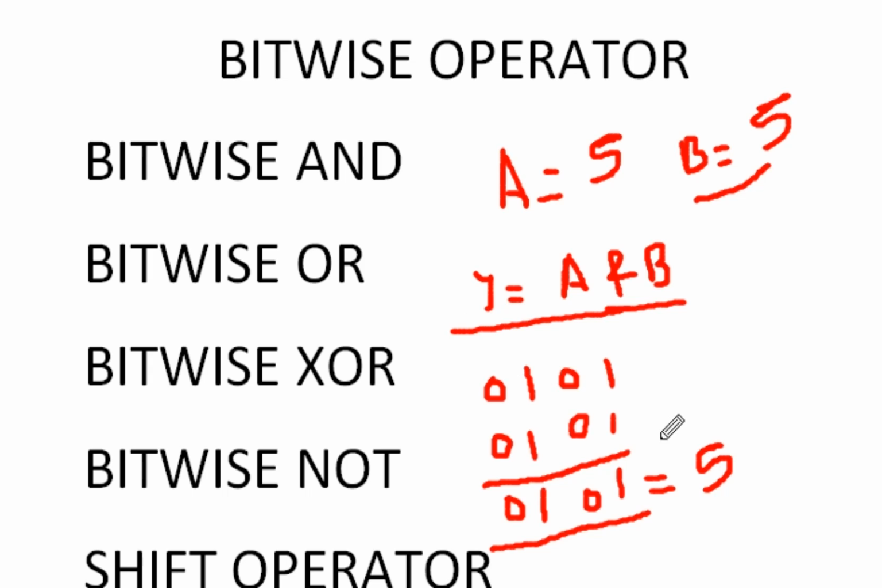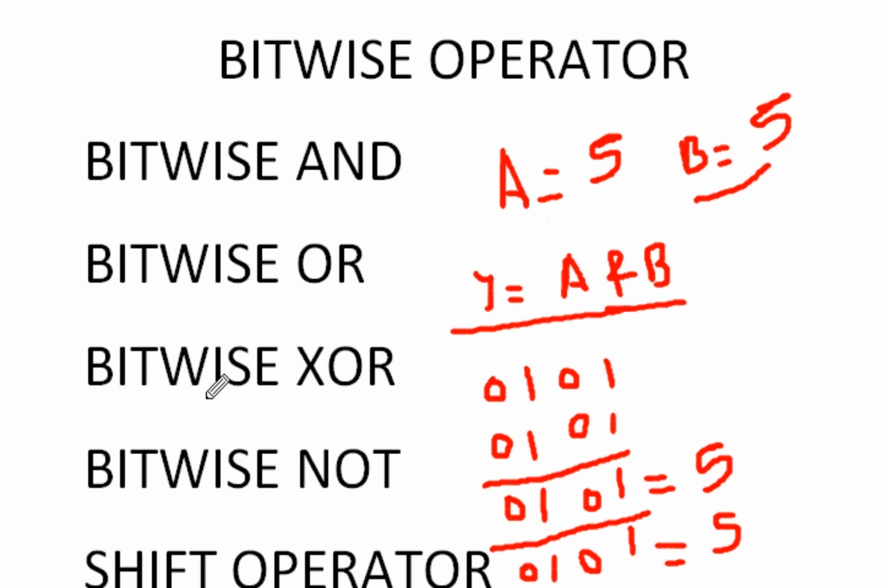And suppose for the OR, what will happen? 1 OR 1 is equal to 1, 0 OR 0 is equal to 0, 1 OR 1 is equal to 1, and 0 OR 0 is equal to 0. So for OR also we have the value 5. So for both AND and OR we will have the same value, that is 5. And this is not the same as the mathematical operation. If this were a mathematical add or multiply operation, then our value would be different.